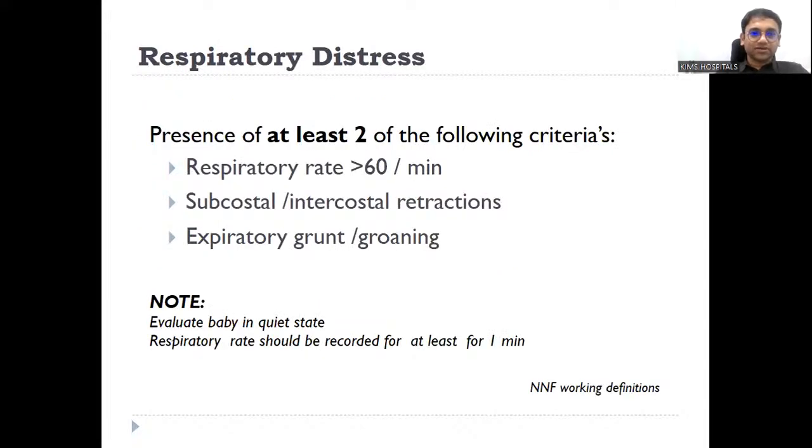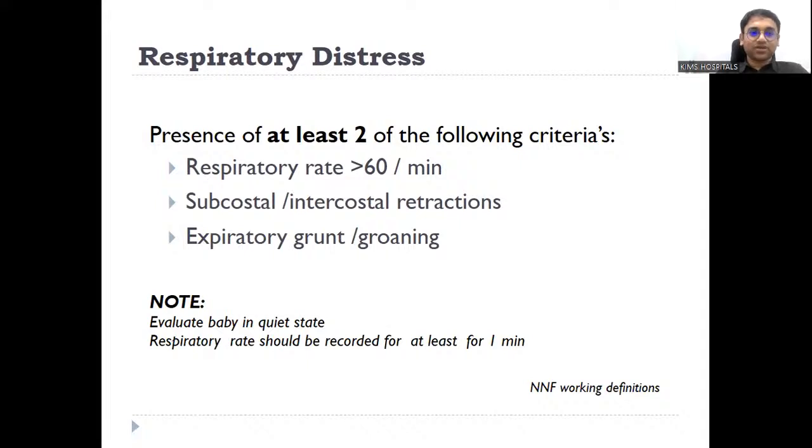So respiratory distress is diagnosed in the presence of two of the following criteria. Respiratory rate more than 60. Any newborn having respiratory distress, in order to maintain the normal minute ventilation, can't increase the tidal volume. So they increase the respiratory rate to maintain the normal minute ventilation.